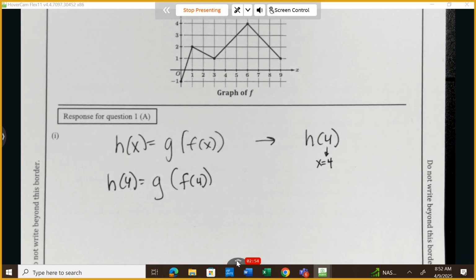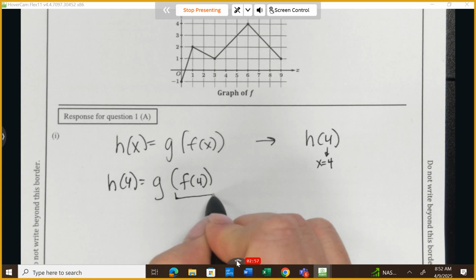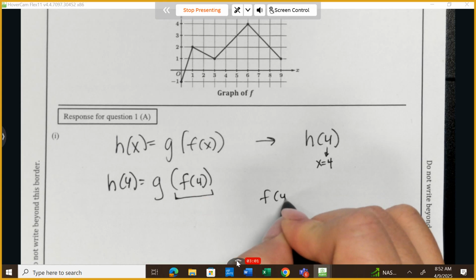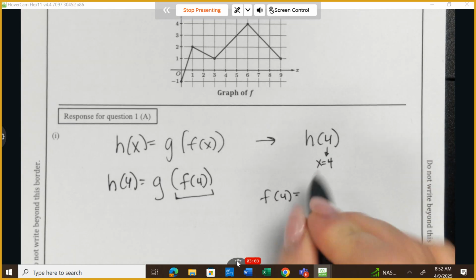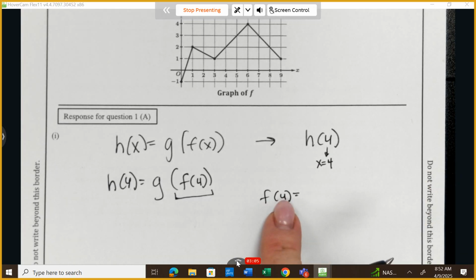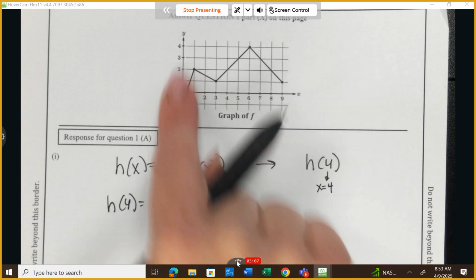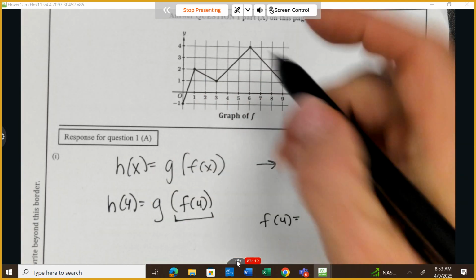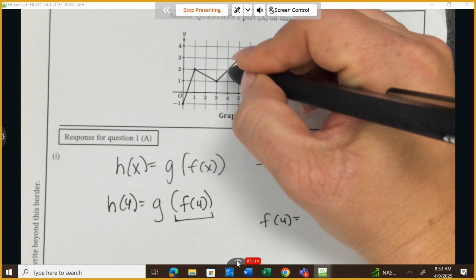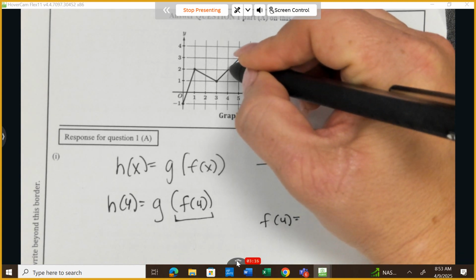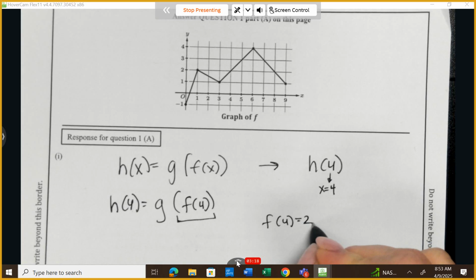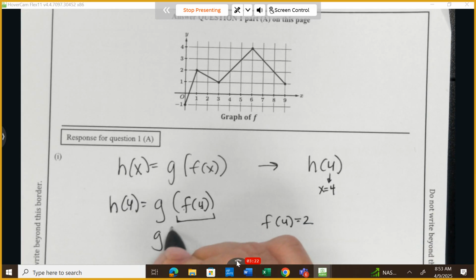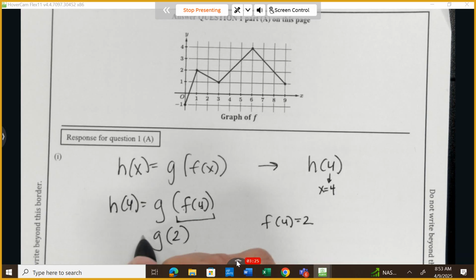If you've forgotten how composite functions work, you always start on the inside. So I'm starting on the inside, and I may even come off to the side here and show my work. What is the output value when x is 4? I come up over here, I realize that this is the function f, and I find where x equals 4. When x equals 4, we can see the output value is 2. Okay, got it. So then I come back here and I can replace f of 4. I know that output value is 2.